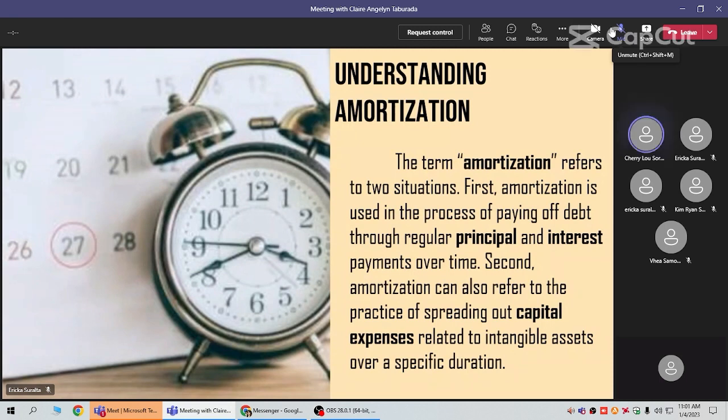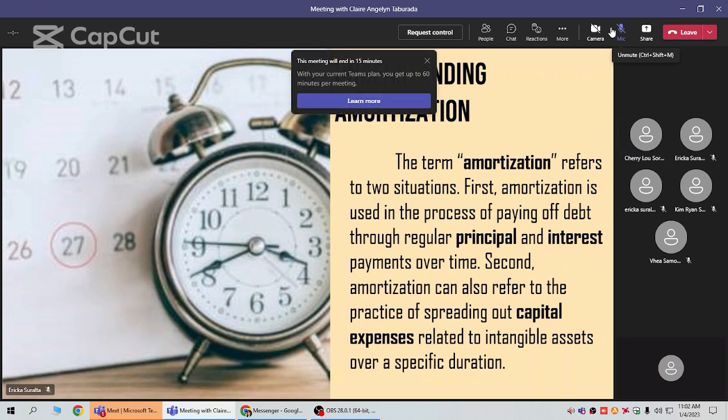The term amortization refers to two situations. First, amortization is used in the process of paying off debt through regular principal and interest payments over time. Second, amortization can also refer to the practice of spreading out capital expenses related to intangible assets over a specific duration. So, loan amortization. Next slide.